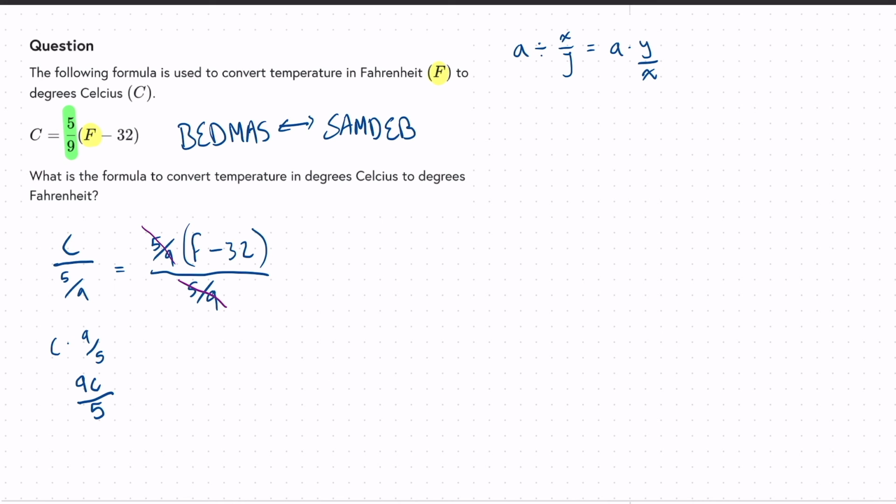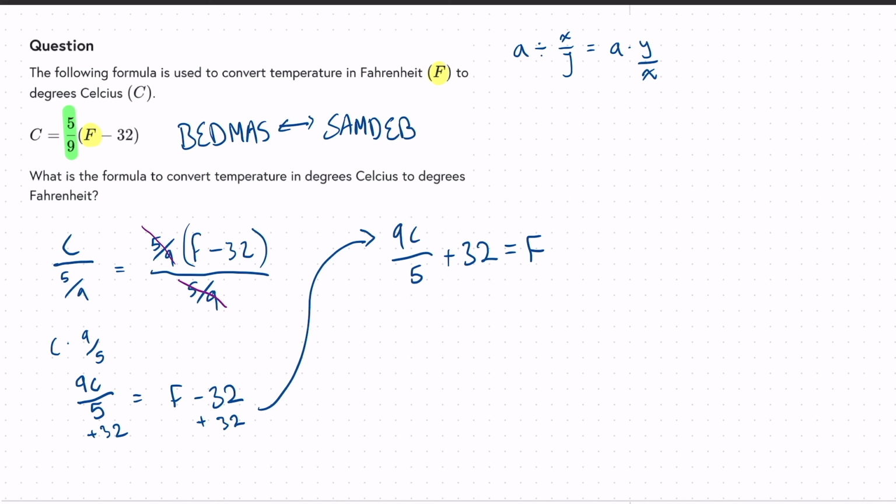And that's equal to F minus 32. So there's no bracket now, so we're going to move along away from that. What's happening to F? Well, minus 32. That's nice and easy. I'm just going to add 32 to both sides. Let's finish this up here. So 9C over 5 plus 32 is equal to minus 32 plus 32, which is 0.